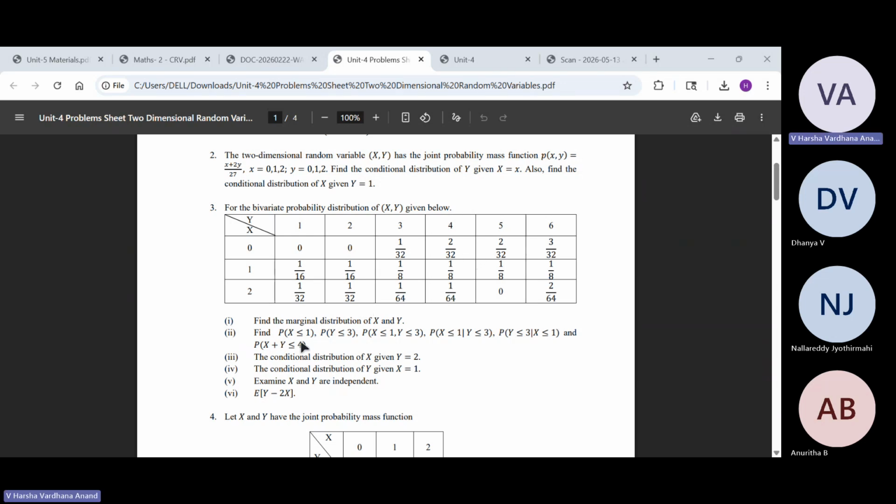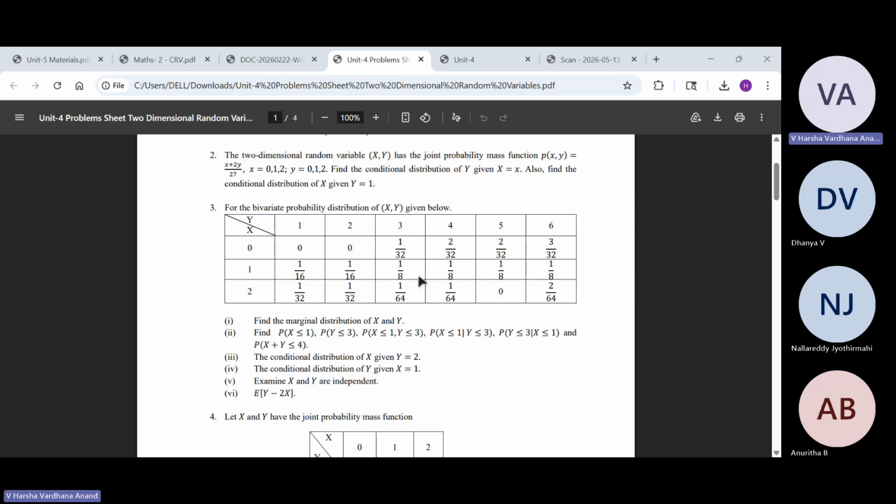Now you have to find the probability that x is less than or equal to 1. From this table itself, we can find that x less than or equal to 1 is nothing but the sum of this. Just add all of this, and then you find that probability. Next is the probability of y less than or equal to 3. Just take till y equal to 3 and all x values. Next, the probability that x is less than or equal to 1 and y is less than or equal to 3. So this thing.